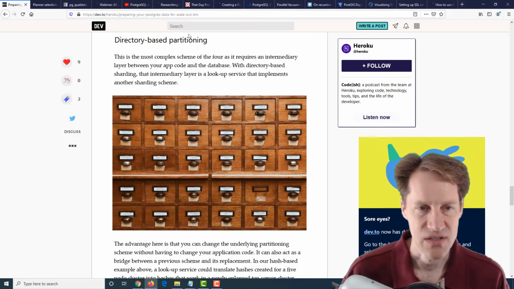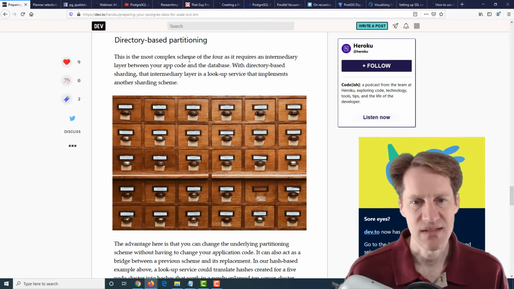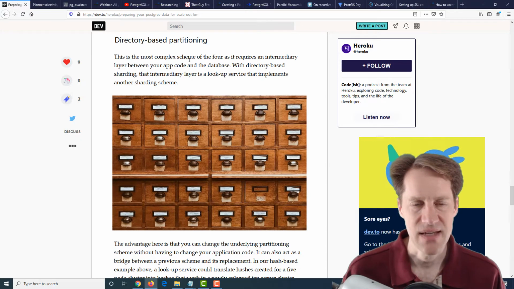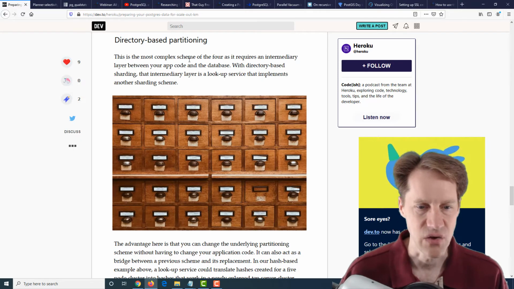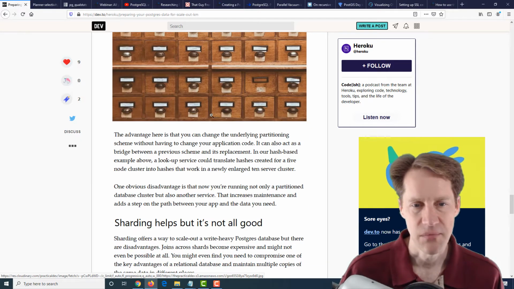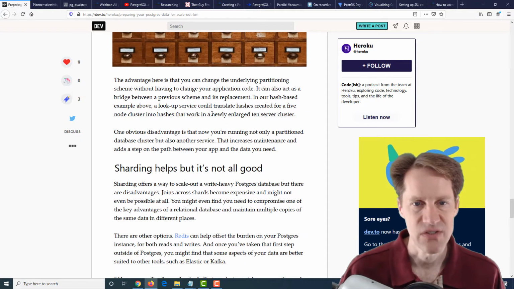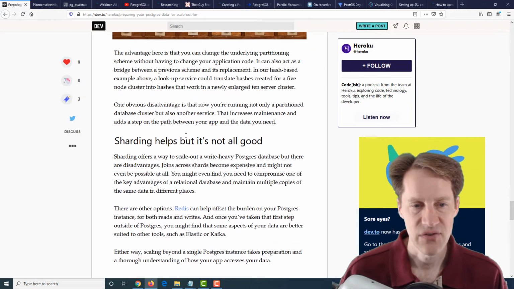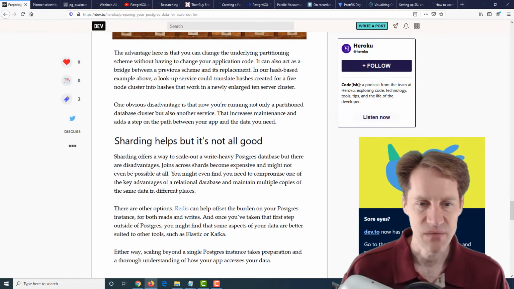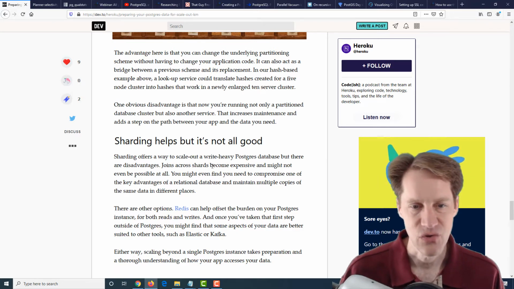And then lastly, they talk about directory-based partitioning. Basically, you have some service that sits between your app and the database and dictates where the data goes. So this is probably more complex because you have to have the separate service that interprets where the data should go. And then, of course, there's difficulty when you actually do decide to shard, because eventually you may want to bring that data back together. And then how do you do cross-shard joins and things of that nature?